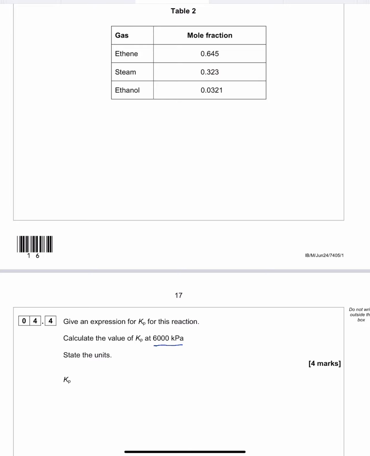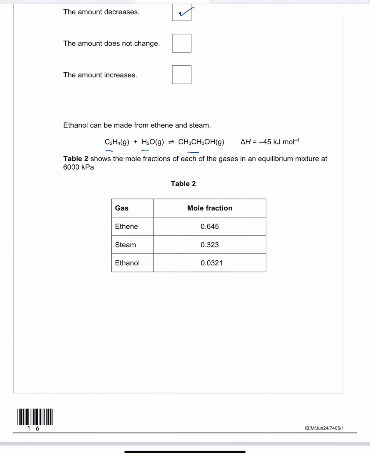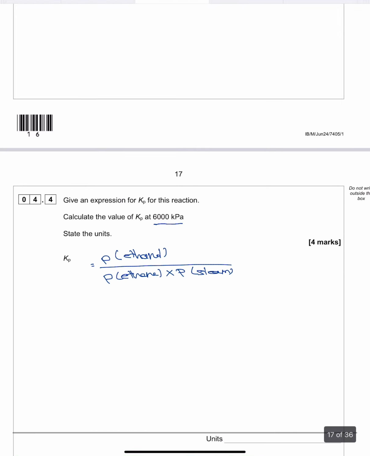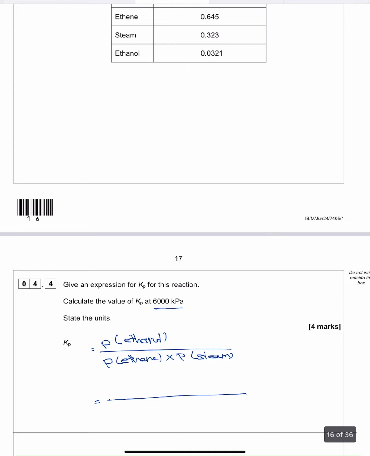And the Kp value will be the partial pressure of the product, ethanol, divided by the partial pressure of the ethene times the partial pressure of the steam. Remember that this reaction is 1 mole of each reactant to give 1 mole of the product, so there's no power that anything is raised to. So now we need to calculate the partial pressures. As we said, it depends on the mole fraction.